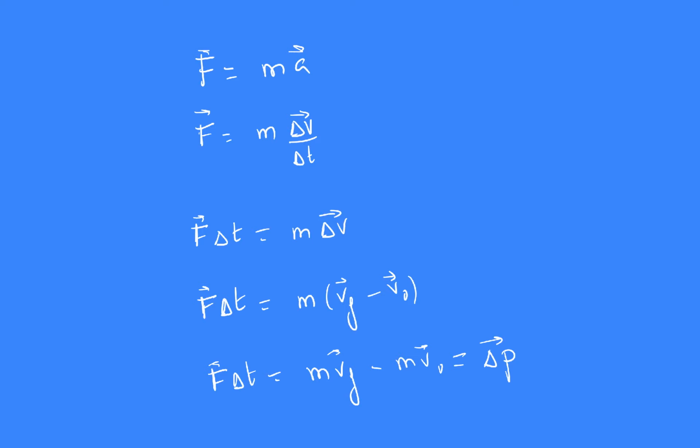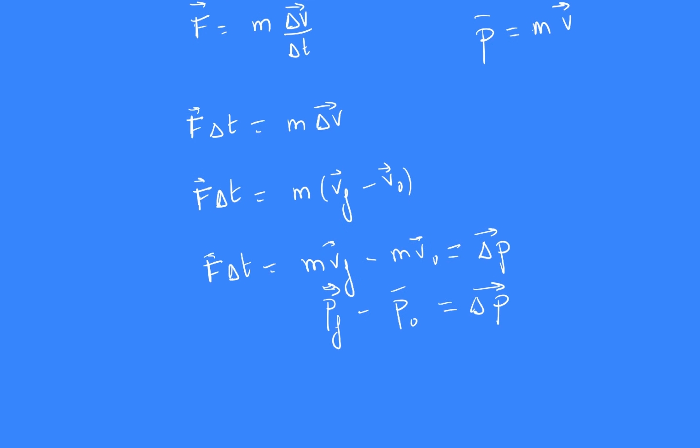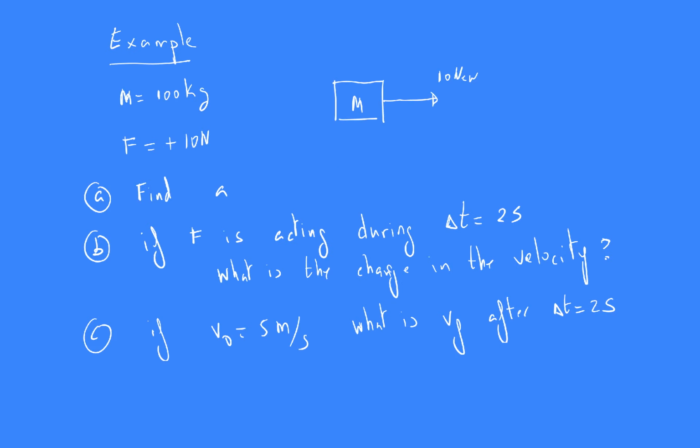But m times vf is the momentum, the final momentum, because we define the momentum as the mass times the velocity. And m times v0 is the initial momentum. And p final minus p initial is the change in momentum. So as a result, what we have seen is that force times time equals change in momentum. And this is the second law of Newton. Let's go to the third. One example can be like this.